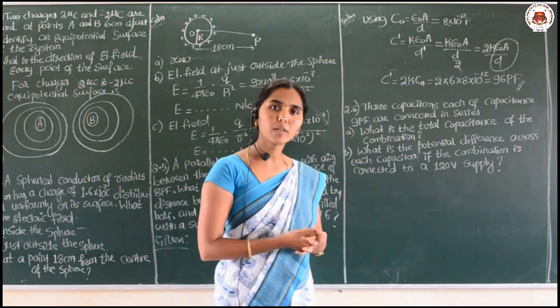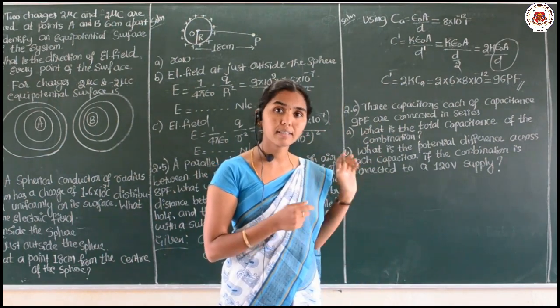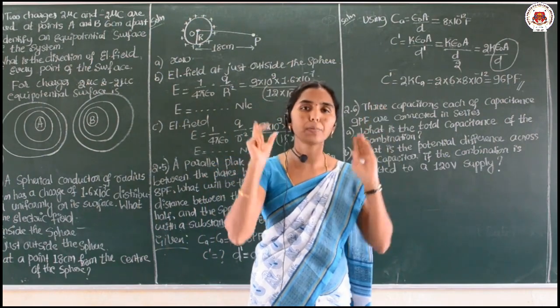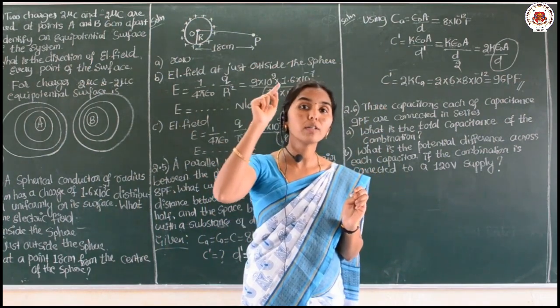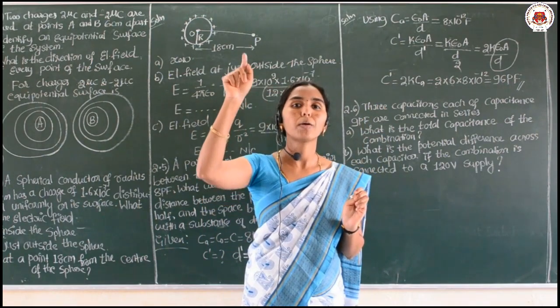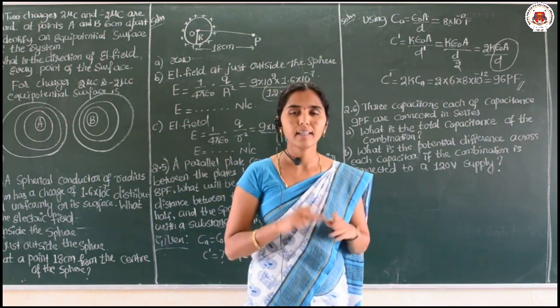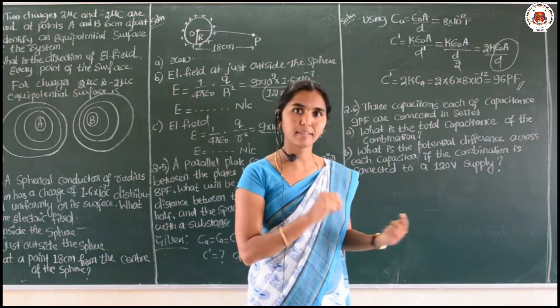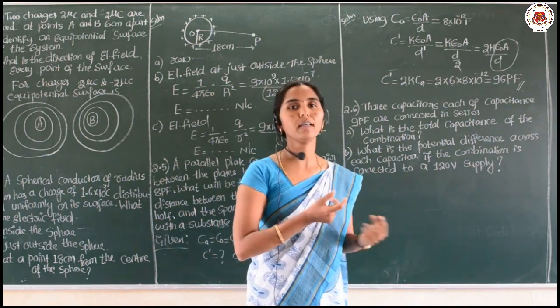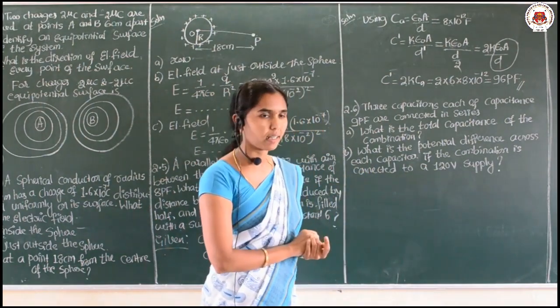Then what formula need to apply here? They are connected in series. Yes, suddenly you should remember the formula: 1 upon Cs is equal to 1 upon C1 plus 1 upon C2 plus 1 upon C3. That is to find the effective capacitance. Then using that only you can find the potential, right.